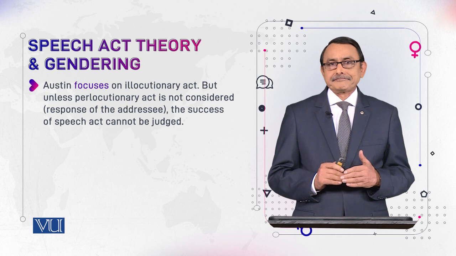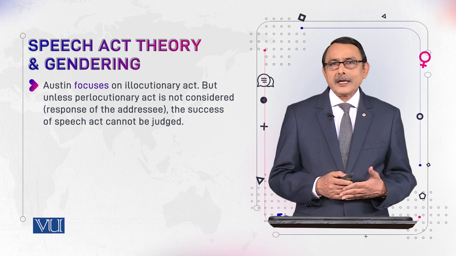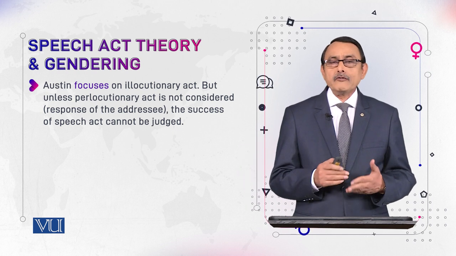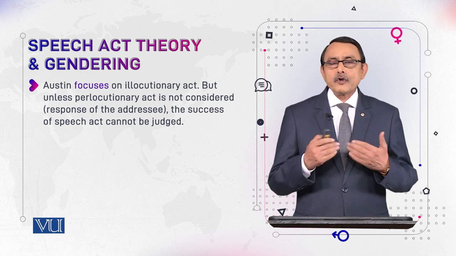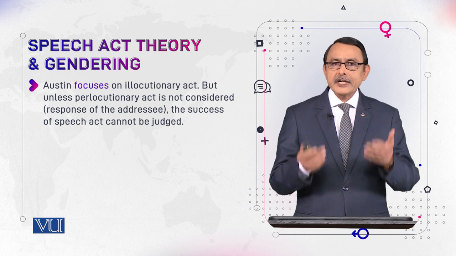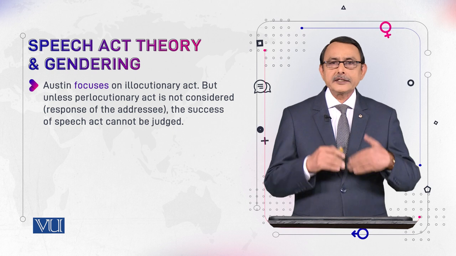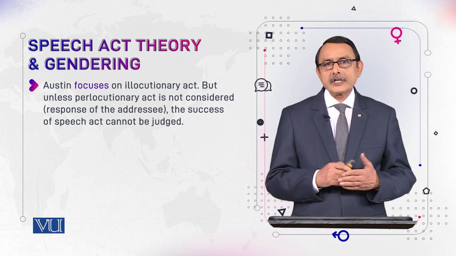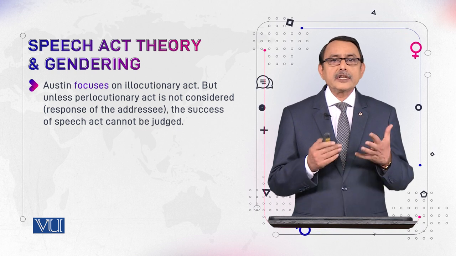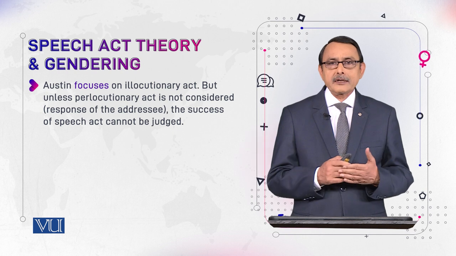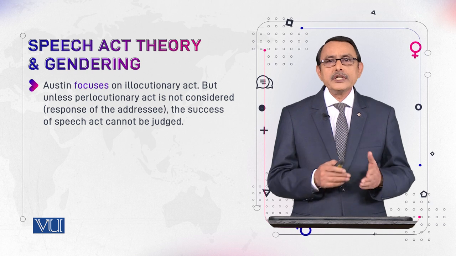But unless the perlocutionary act is considered, how can we say that what we intended was performed? Whether our promise is understood as a promise, our order is understood as an order, our advice is understood as advice, how can we know that unless we consider perlocution? So that's why perlocution is necessary, essential, and especially in the context of this course, language and gender, we do need this perlocution.